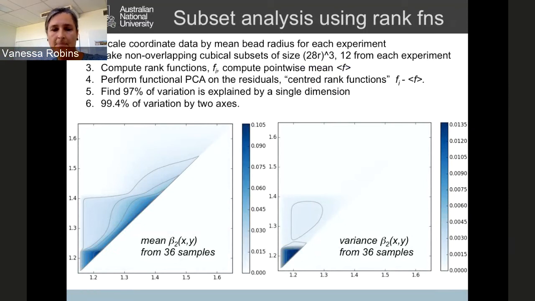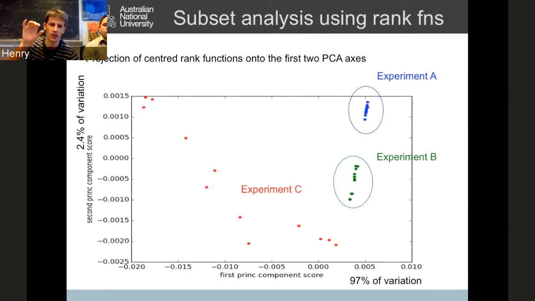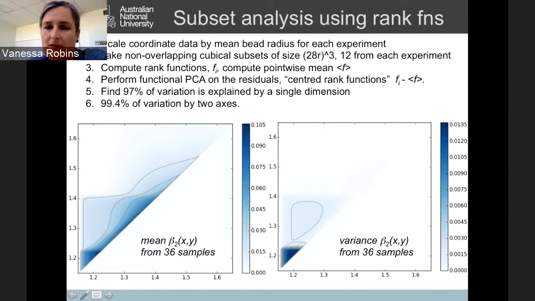Okay. Question, Vanessa. Your rank functions are functions, and on the plot you had the mean rank function. Those gray curves, those were the level sets of that function? Yeah, they're just the contours to help you visualize the pictures there. Cool. Thanks. Yep. Okay.